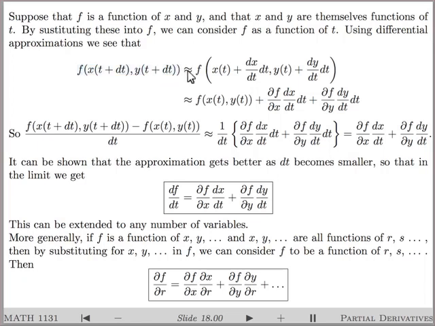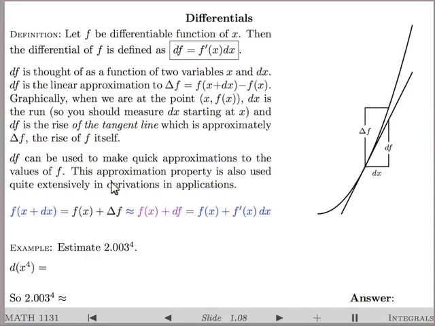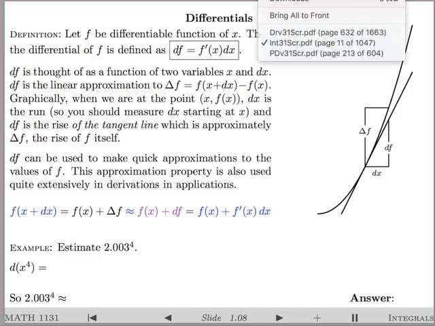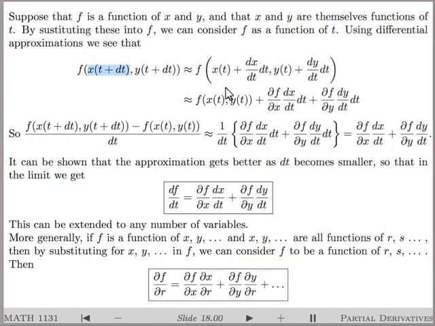The differential approximation for one variable, now applied to x as a function of t rather than f as a function of x: x of t plus dt is x plus dx, and dx is dx over dt times dt. Same kind of thing for y. This gives us this first step.